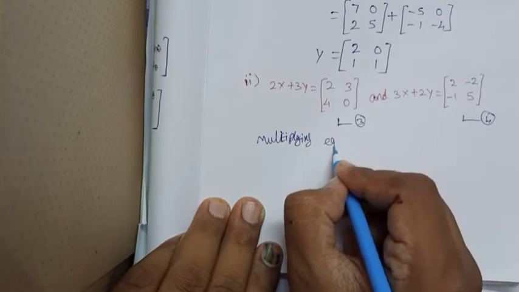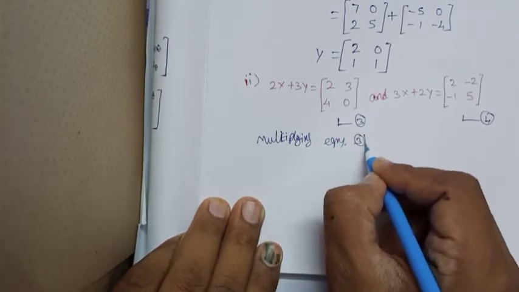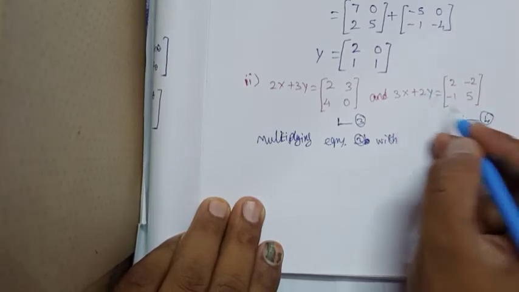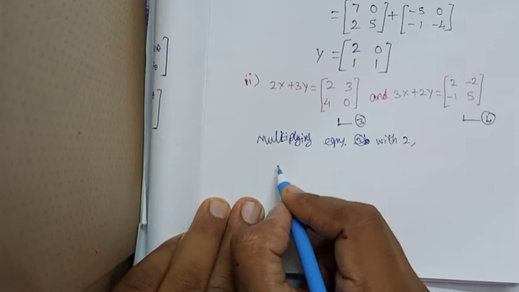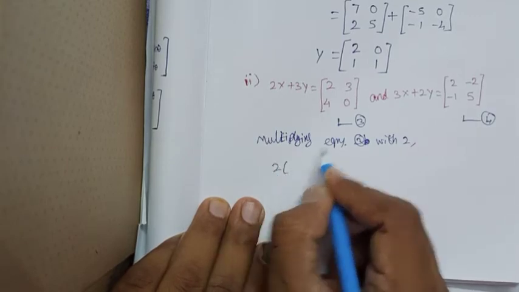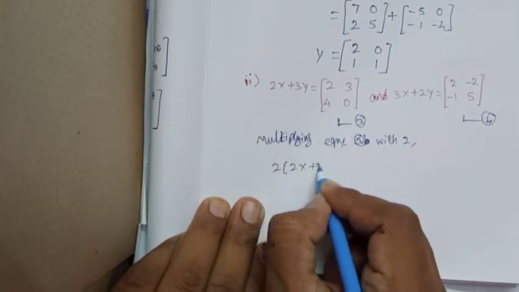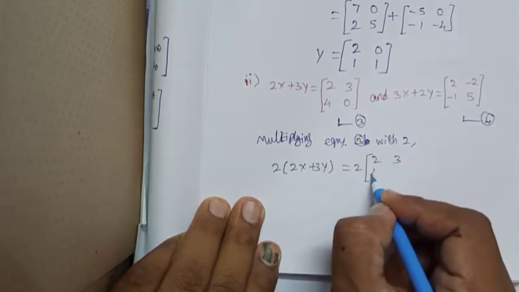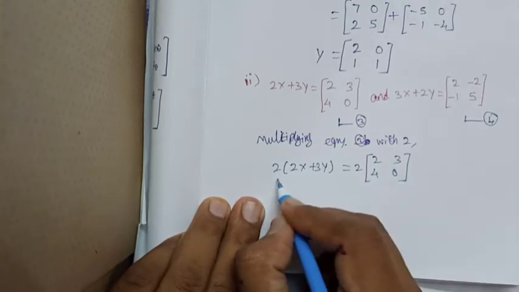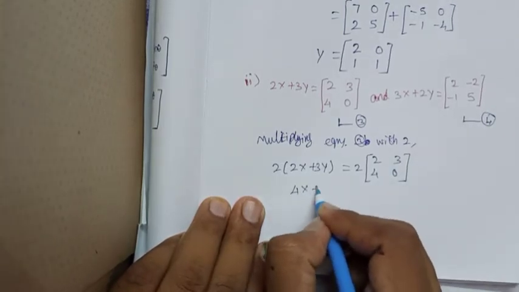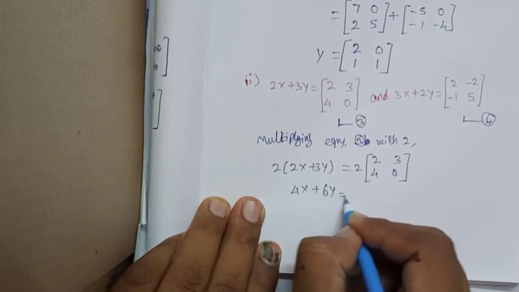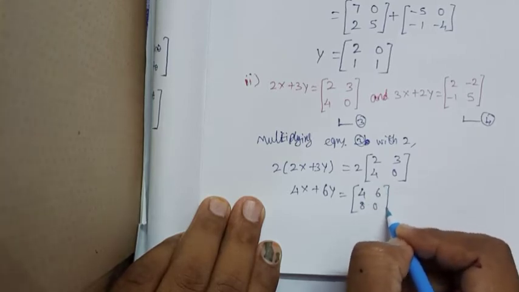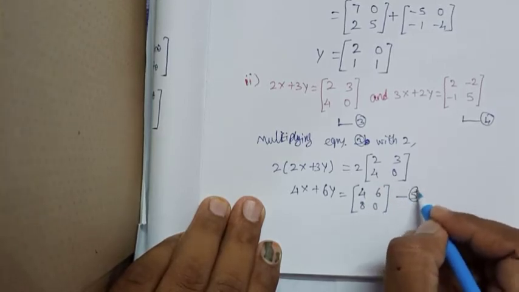Multiplying equation 3 by the coefficient of the other equation, which is 2. So we multiply equation 3, that is 2x plus 3y, which is equal to 2 into the corresponding matrix 2, 3, 4, 0. Here 2 into 2x is 4x plus 2 into 3 is 6y, which is equal to the matrix 4, 6, 8, 0. Consider this as equation 5.